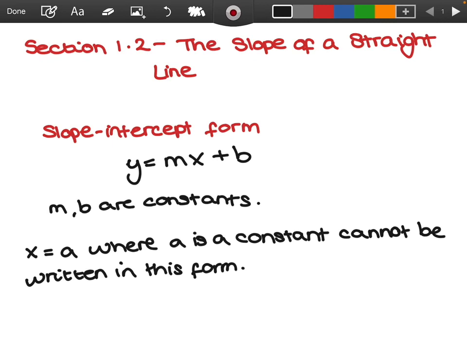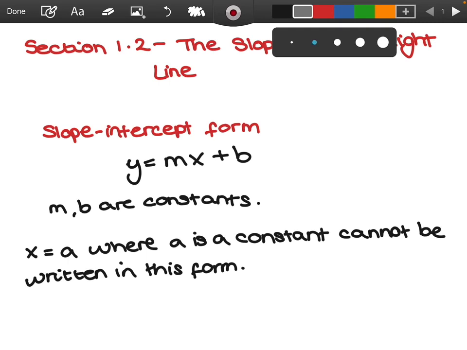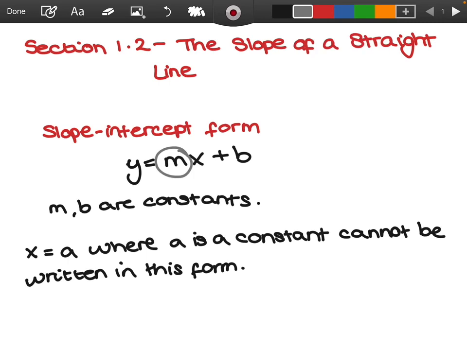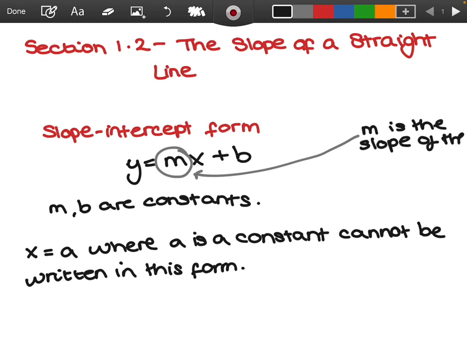Why is this called the slope-intercept form? This constant m is called the slope of the line. That tells you how steep the line is. So m is just a measurement of the steepness of a graph. So m is the slope of the line, and it tells you how steep that particular line is.